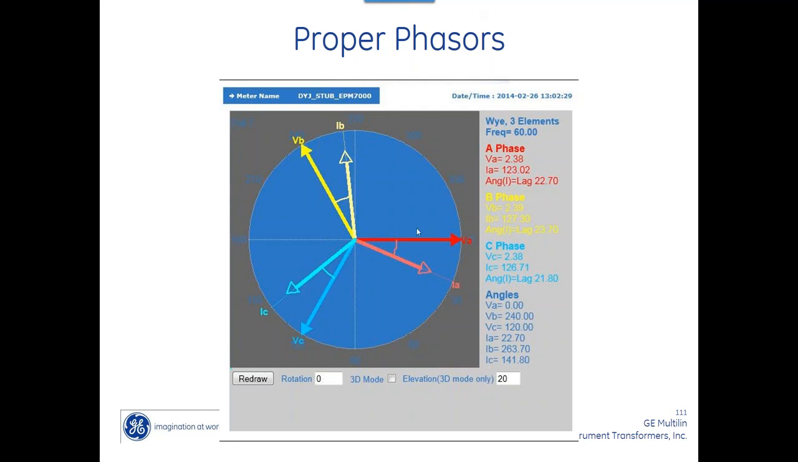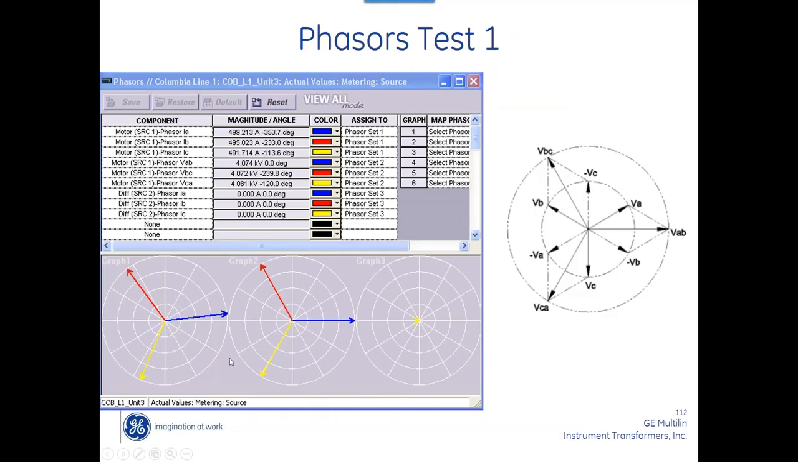Okay. So let's go to the next slide. So let's look at this one. Right here, the graph 1, phasor set is my current. So these are my currents, and these are my voltage. If you look at this, this current actually looks like it's leading the voltage. So I'd say that's a real problem if it's supposed to be lagging.